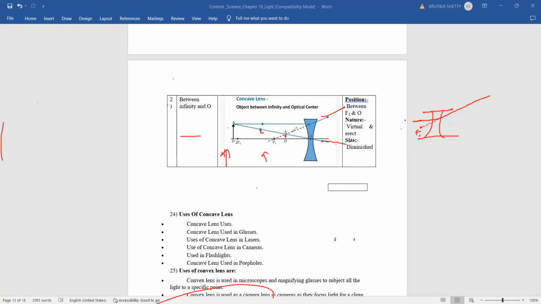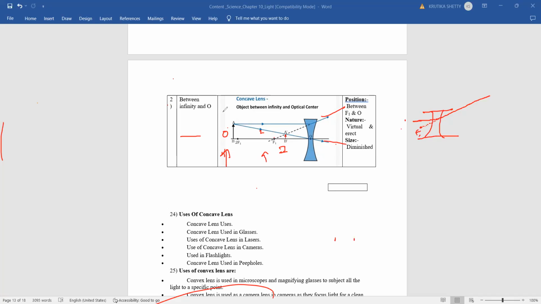So A'B' is the image and AB is the object. This is the image we are getting, and this is the object. From this we can discuss that the image is formed between F1 and O.